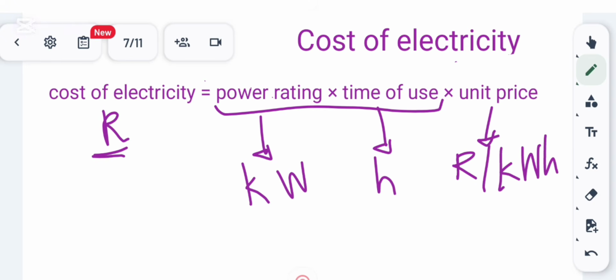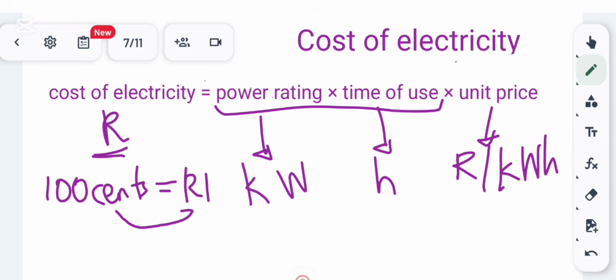Okay, so now remember 100 cents equal to rand. So if I want to move from a cent to go to a rand, I am going to divide by 100.